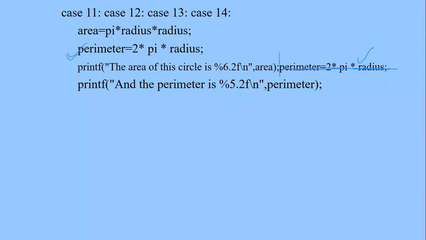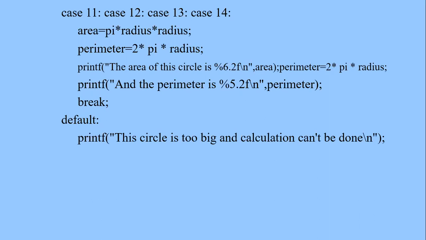we move on to default. If none of the cases evaluates to true, none of the conditions are met, then automatically the program will display this message: this circle is too big and the calculation can't be done. And that will become the end of switch or the end of our program 2.